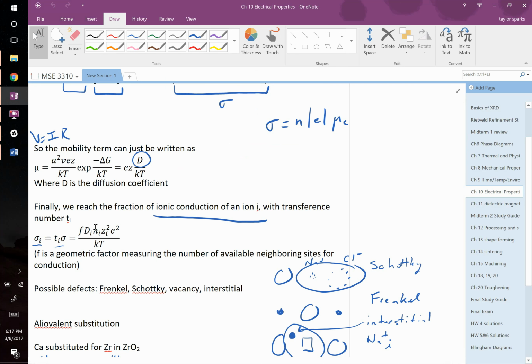Z is what? Why does that come into conductivity? It's all about charge. It's all about charge transfer. If you've got an ion like titanium 4+, if it's able to move, it's carrying the equivalent of 4 electrons at a time, right? So it's going to give you great charge transfer.